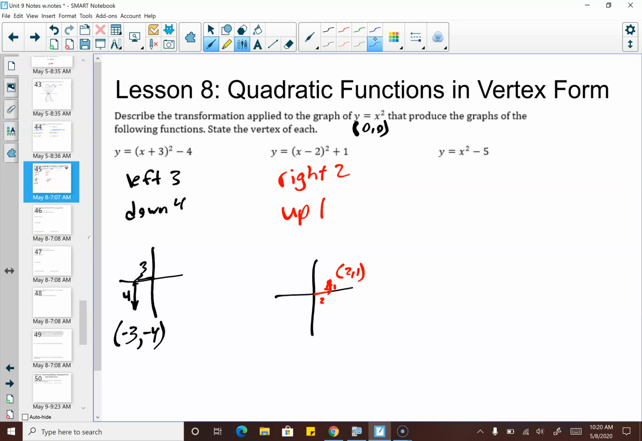And then for our last one, x squared minus 5. So there's nothing in the parentheses. So there is no left or right movement. There's just a minus 5 at the end. So we're just going down 5. So all that would be here would just be a down 5 movement. And what would be the coordinates at that point? Well, we'd stay at 0. And now we'd be at 0, negative 5. Okay. So again, if we know how our parabola is shifted, then we can tell what our new vertex is.